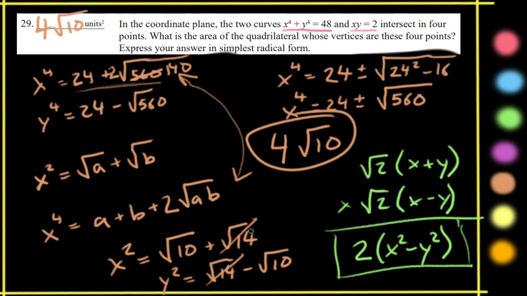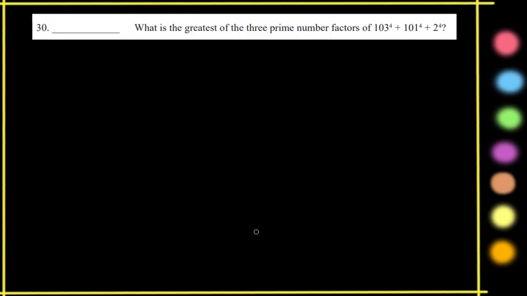All right. We're almost there. We got one more. This is the grand finale here. Problem 30. It says, what is the greatest of the three prime number factors of this number here? Now, you're obviously not going to want to try to compute that number. It's very large. So you're going to need some tricks.